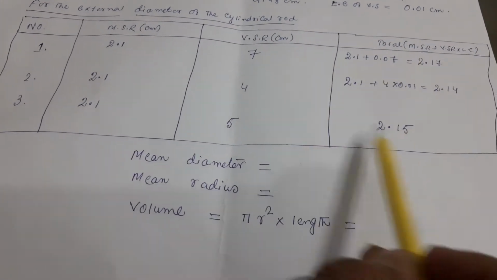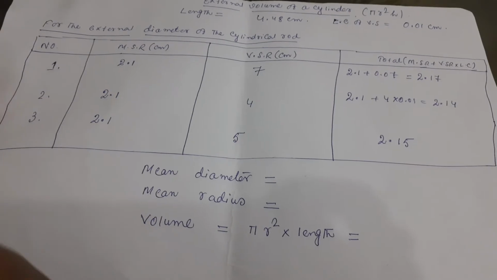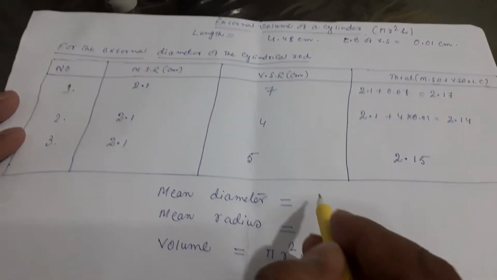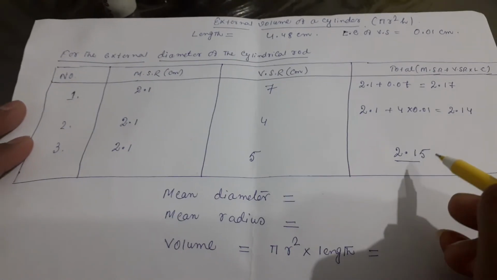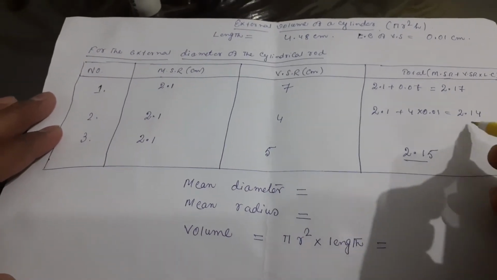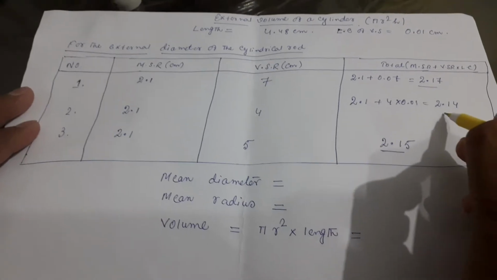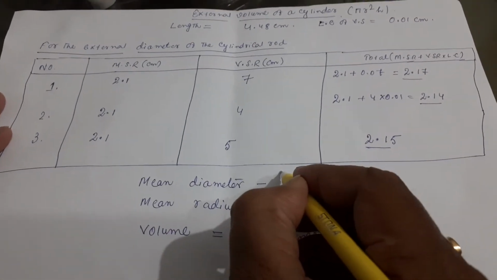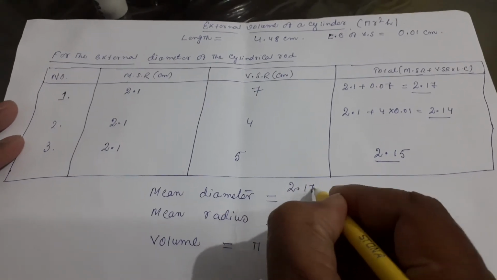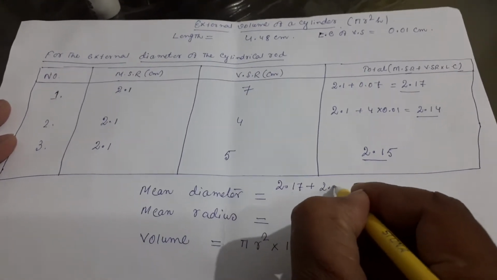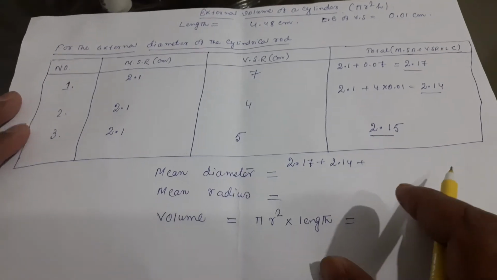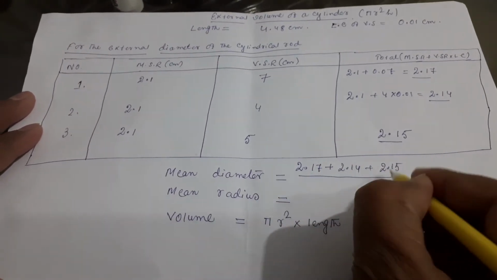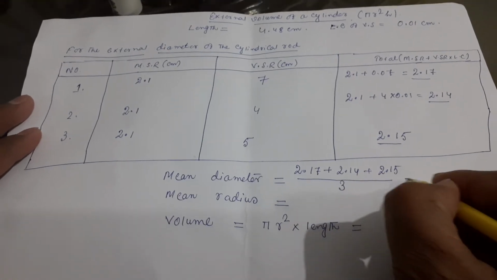So this is actually the diameter of this cylinder, not the radius. So we have to take the mean diameter. This is the first one, this is the second one, and this is the third one. Okay, so in this case 2.17 plus 2.14 plus 2.15 divided by 3, that will be the mean diameter.